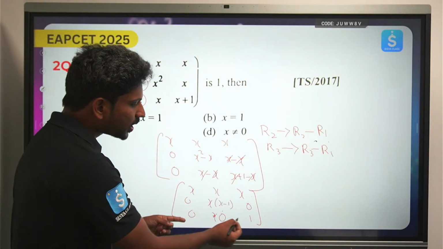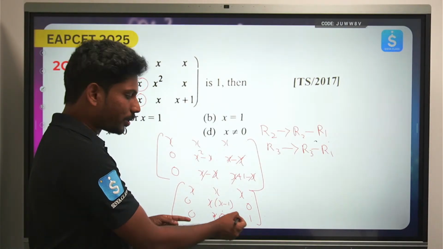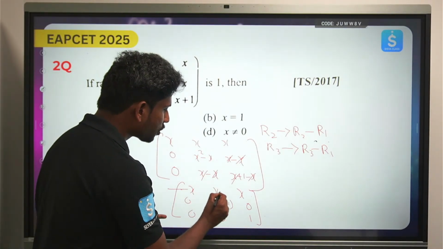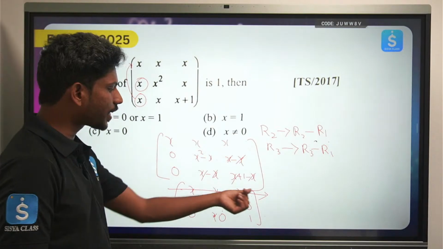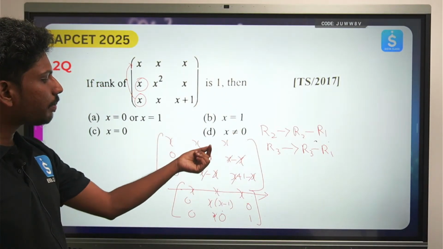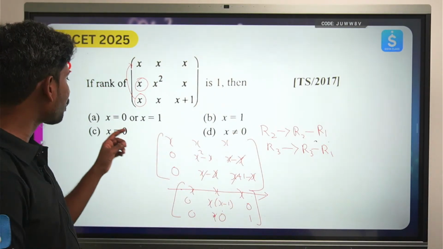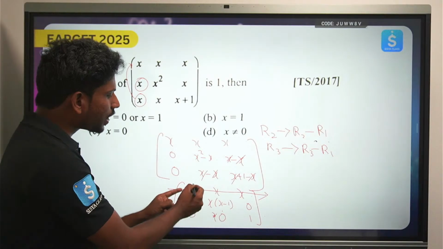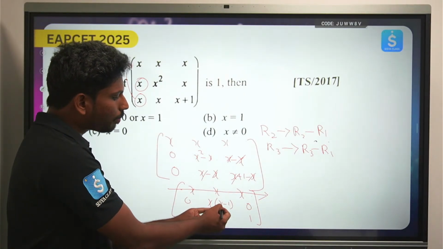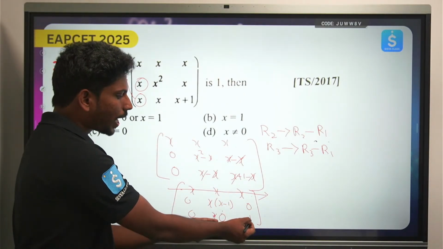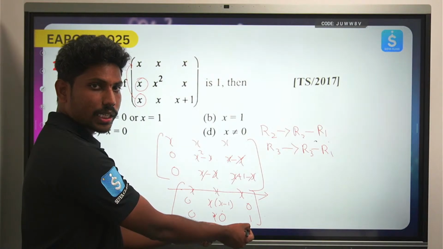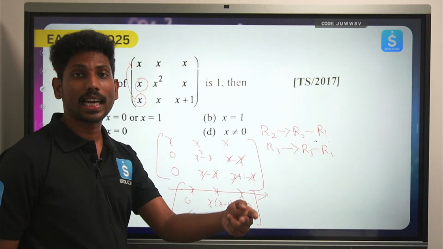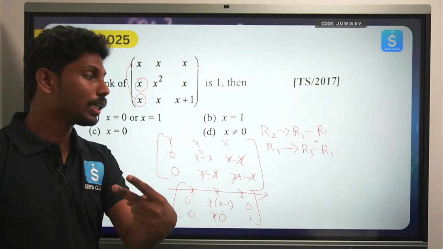So the only possibility is you cannot make this 1 further to be 0. So the only possibility is definitely the value of x should be equal to 0. All the remaining cases will not allow us. For example, if you take x equals to 1, here 1 1 1, again here 1 minus 1 is 0, okay, but again here you will be having one more non-zero term, which turns the rank to be 2.